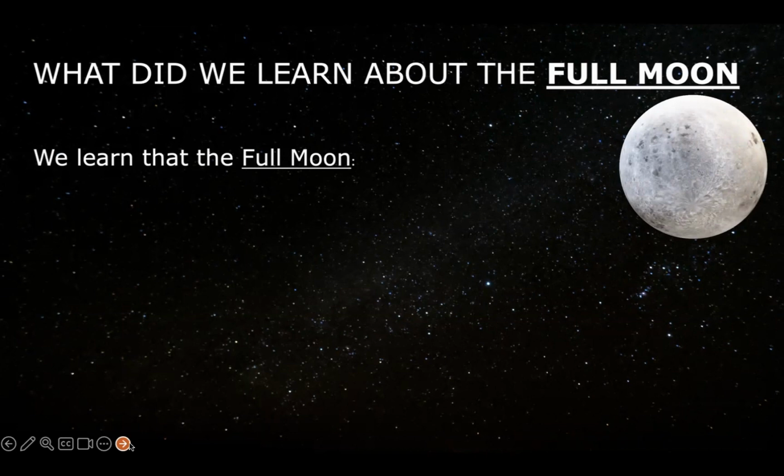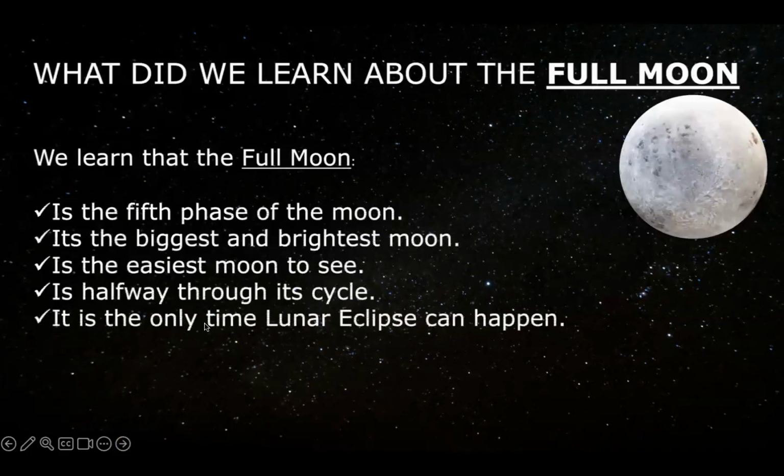What did we learn about the full moon? We learned that the full moon is the fifth phase of the moon. It's the brightest and biggest moon. It's the easiest moon to see, and it is halfway through its cycle. It is the only time a lunar eclipse can happen.